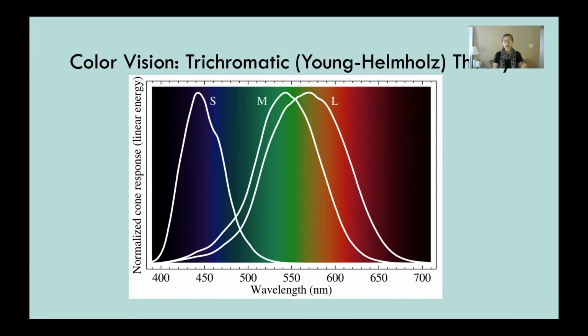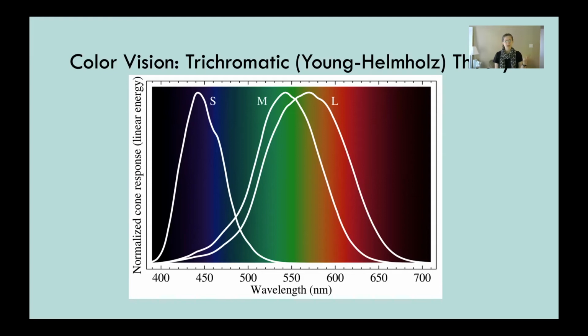So we do have 3 types of cones. Helmholtz figured this out after Young had just theorized it years before. We do have 3 different types of cones in our eyes. There is the short wavelength cone, that's what we mean by S here. And there's the medium and the long wavelength cones. This does not mean the size of the cone itself, short, medium, and long. It means the size of the wavelengths of electromagnetic radiation that they respond best to.